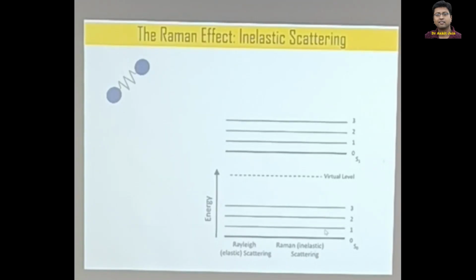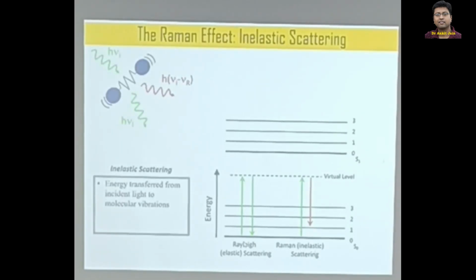So what is the Raman effect? It's an inelastic scattering. Supposedly we have this molecule, and this molecule is vibrating with its natural frequency, and we shine some kind of wavelength, and the same wavelength comes out. Then this is known as an elastic scattering or a Rayleigh scattering. But if the wavelength that comes out of the material is different from what went in, then this is known as Raman or inelastic scattering.